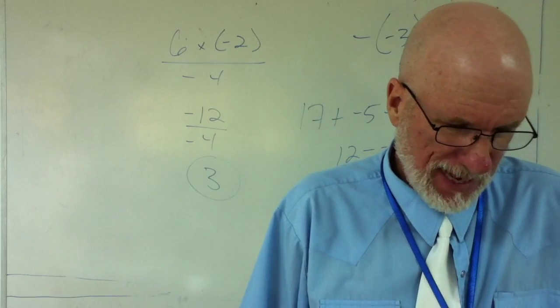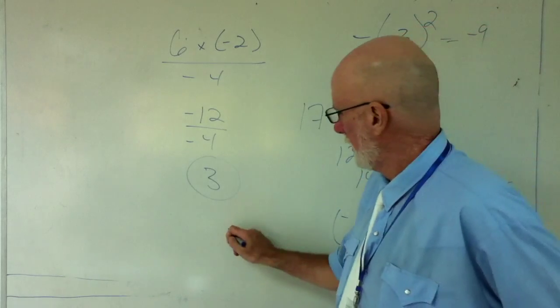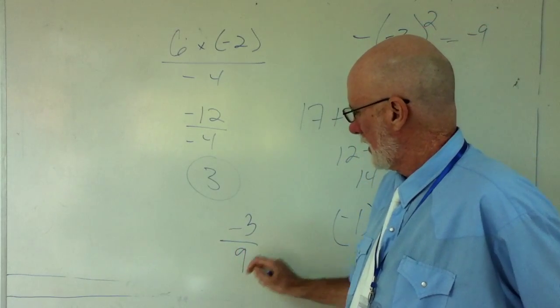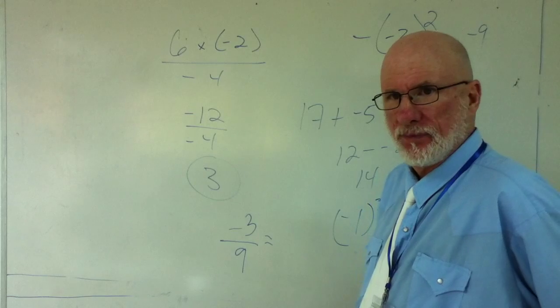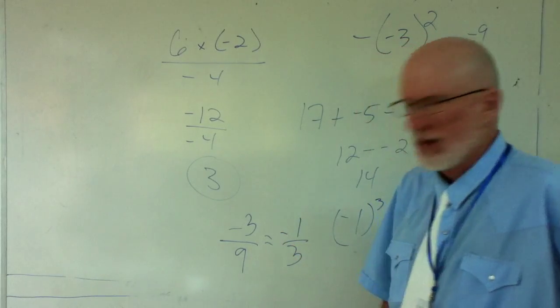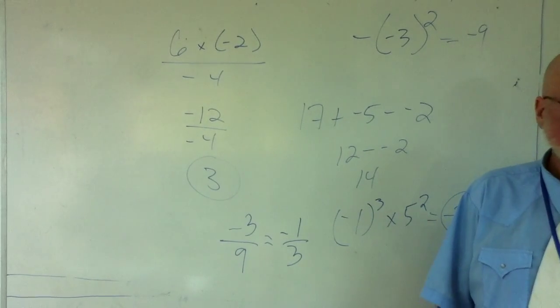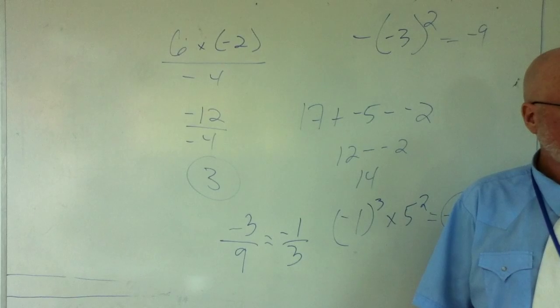Okay. How about negative 3 divided by 9? Negative 1 over 3, or negative 1/3. Can't you put the negative sign anywhere you want, really? No. Who said no? She did.